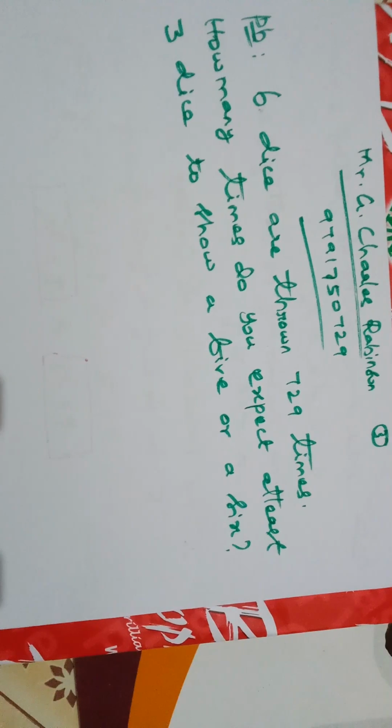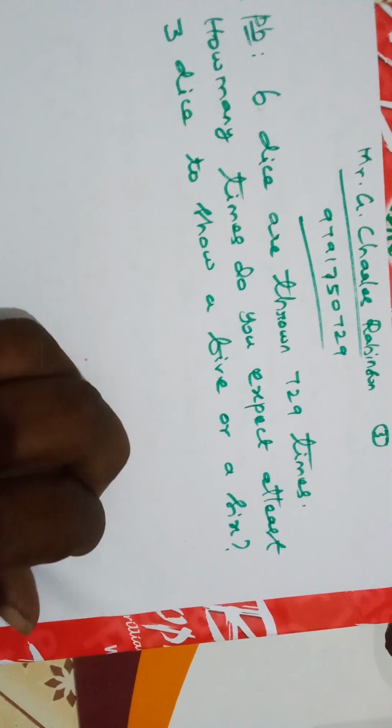At least. At least means, what does it mean? A minimum time, isn't it? Expect at least 3 dice to show 5 or 6. So among the 6, at least means you just take minimum 3, it may be 4, it may be 5, it may be 6. If you say at most, you just take maximum will be 3. So here we are given at least, so try to understand. At least means we are going to calculate from 3, 4, 5, 6, isn't it? Okay, go to the solution.